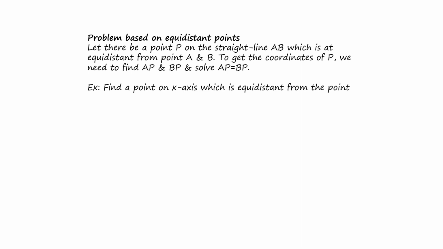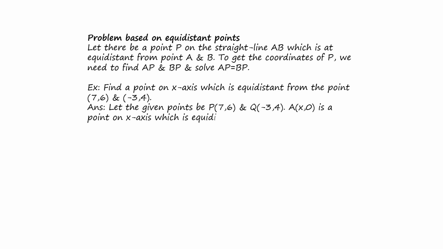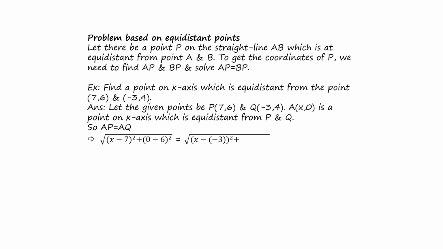Find a point on x-axis which is equidistant from the points (7, 6) and (minus 3, 4). Let the given points be P(7, 6) and Q(minus 3, 4), and A(x, 0) is a point on x-axis which is equidistant from P and Q. So we can write AP equals AQ. Now putting the distance formula, AP is nothing but the square root of (x minus 7) whole squared plus (0 minus 6) whole squared, and AQ is the square root of (x plus 3) whole squared plus (0 minus 4) whole squared.